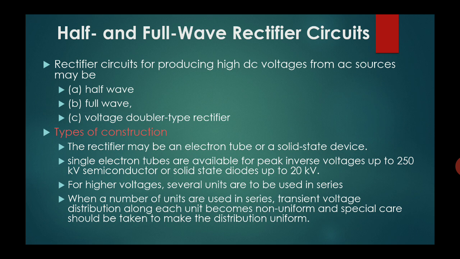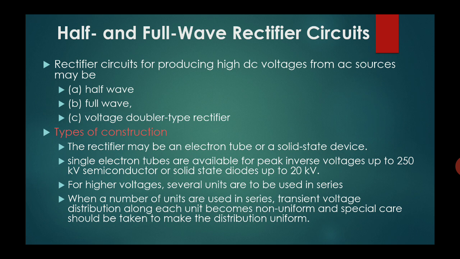The rectifier circuit for the production of DC voltages from an AC source can be a half wave, a full wave, or a voltage doubler type rectifier. Now we will talk about the construction. The rectifier can be an electron tube or a solid state device. So it can be either a tube, valve, or a solid state type. The single electron tubes are available for a peak inverse voltage of up to 250 kV, and semiconductor or solid state diodes up to 20 kV.